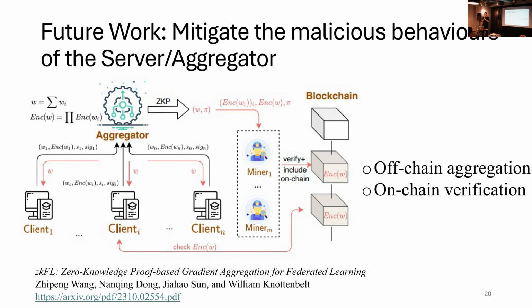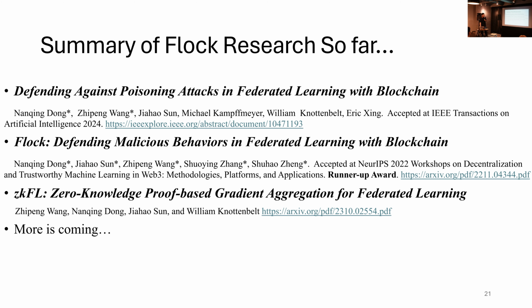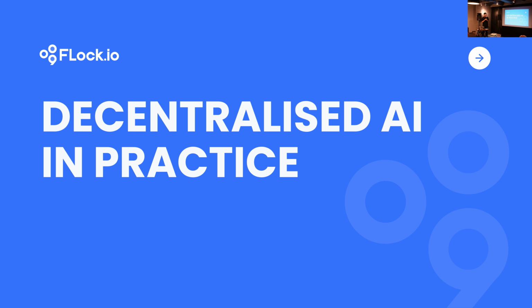For this talk, we will focus more on the base technology of FLock and our AI Arena product. These are the 3 papers currently out on IEEE and Europe for the time being. Next, I will do a short introduction on our current product, which is called Decentralized AI in Practice, the AI Arena.